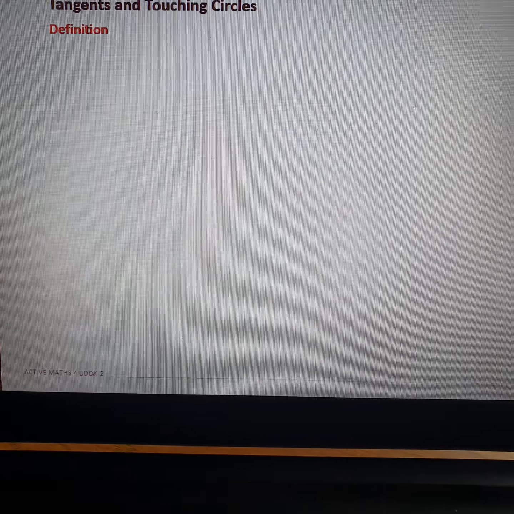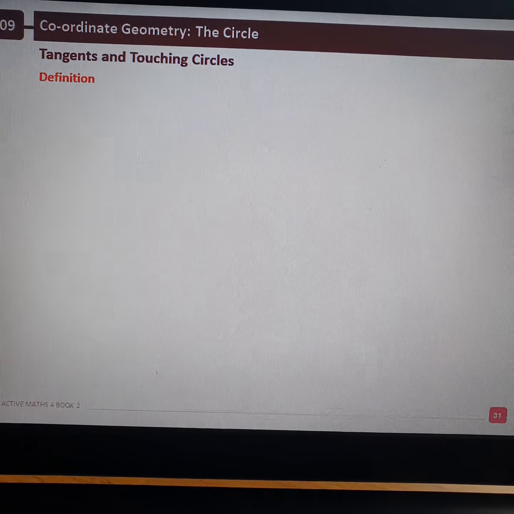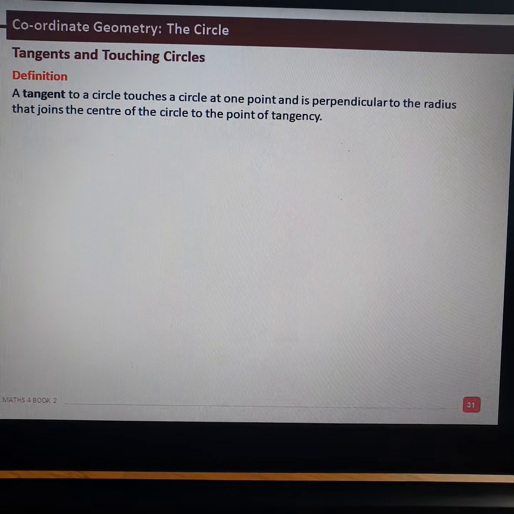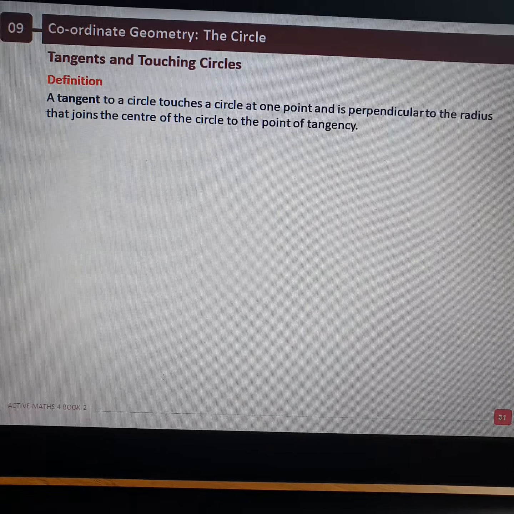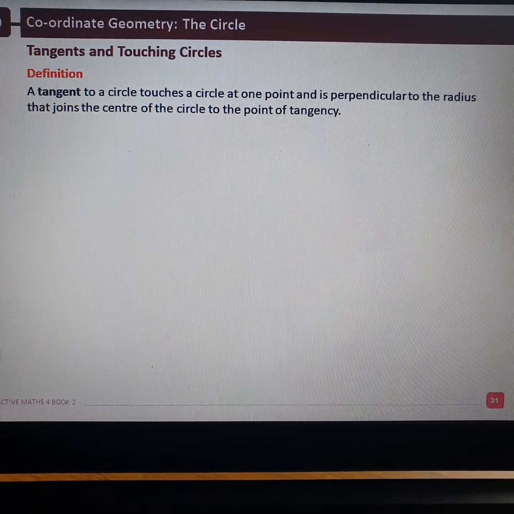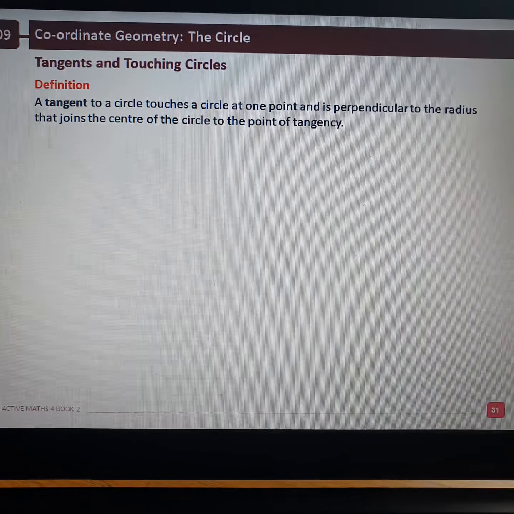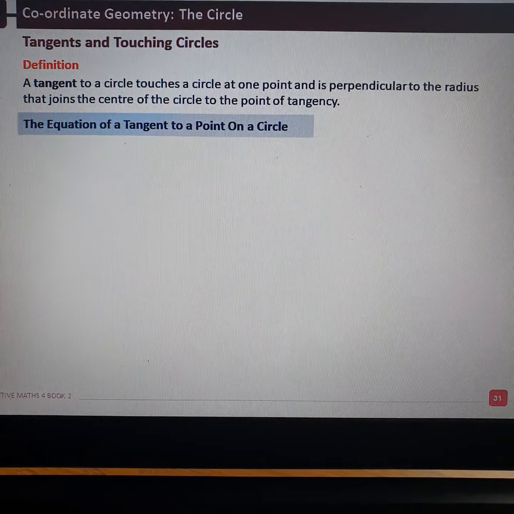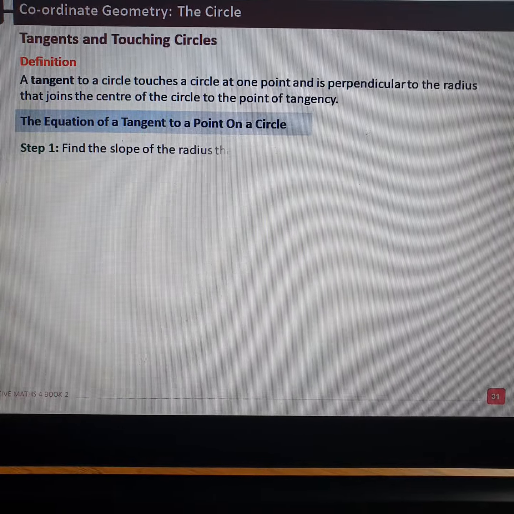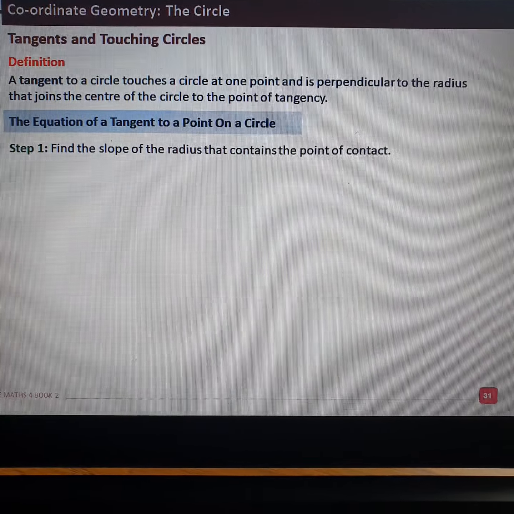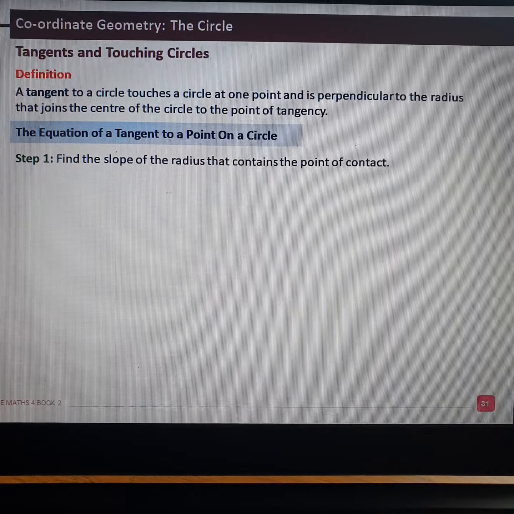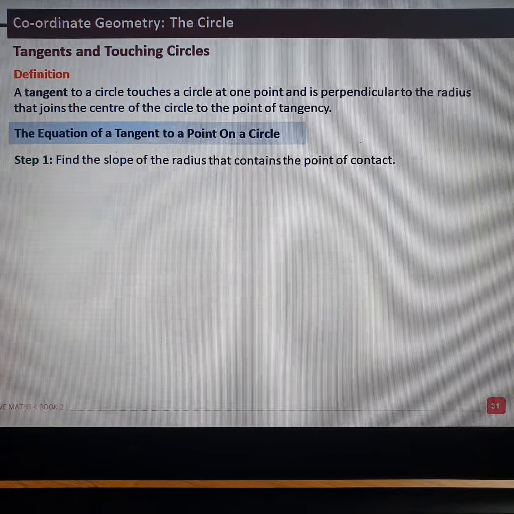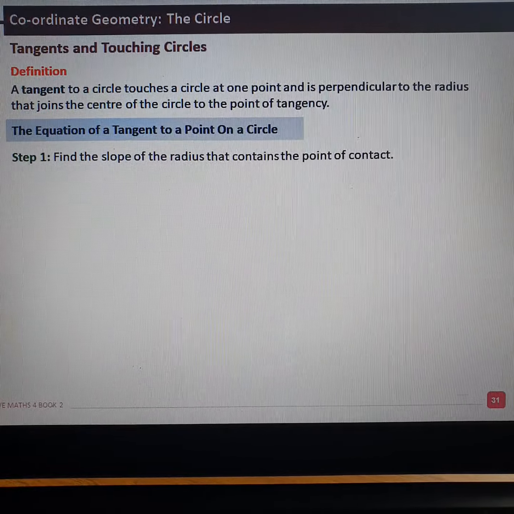Okay, so what do we mean by tangents and touching circles? A tangent, as we said already, touches a circle at one point and is perpendicular to the radius that joins the centre of the circle to the point of tangency. So how would we work out the equation of the tangent to a point on a circle? The first thing we do is find the slope of the radius that contains the point of contact.